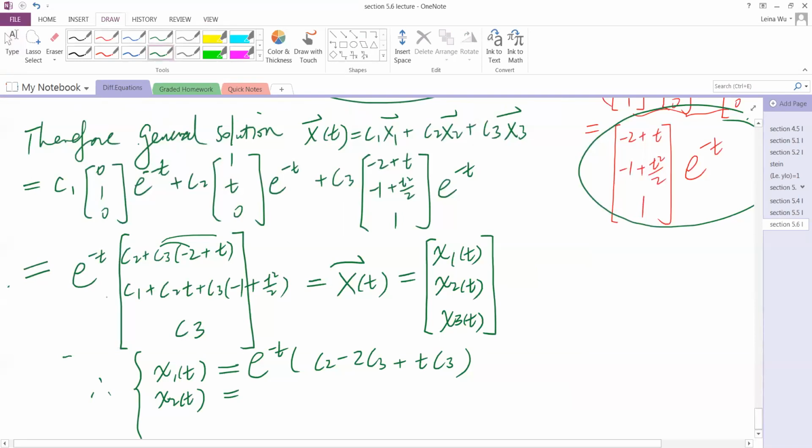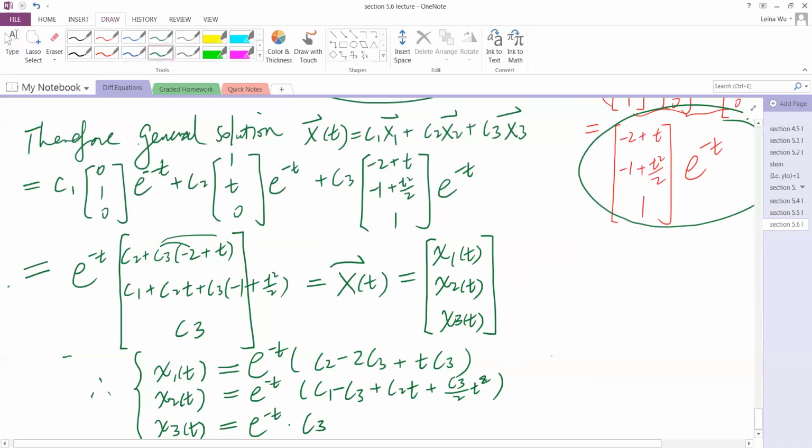And the second unknown x2 of t would just be e to the negative t times c1. Okay, let's see what's the constant term. c1 minus c3. Linear term will be plus c2 t. Quadratic term will be c3 over 2 t squared. That's going to be x2 of t. x3 of t would be the last entry, which was relatively simple. So e to the negative t times c3. So that's how we get the solutions, okay?